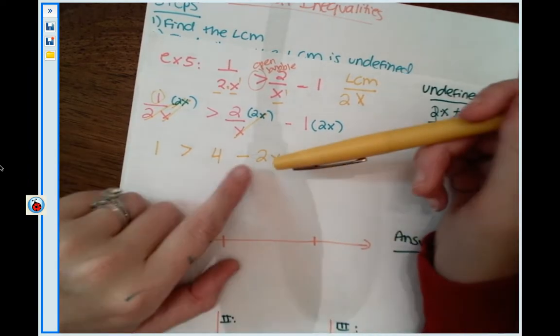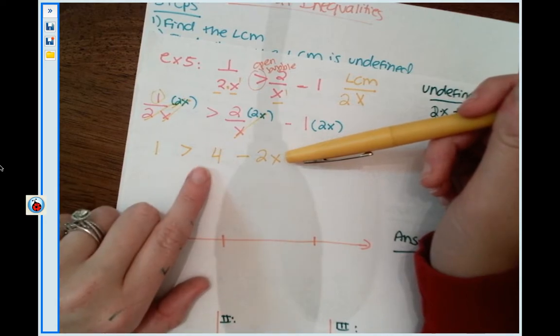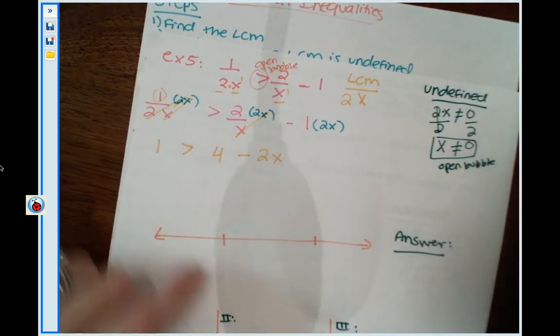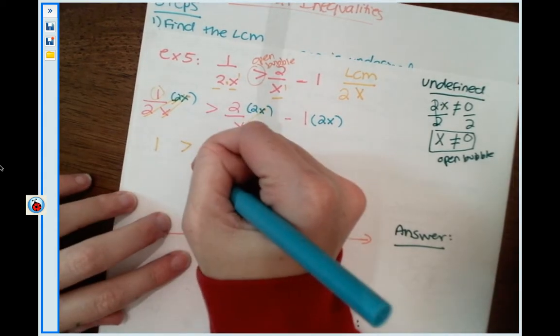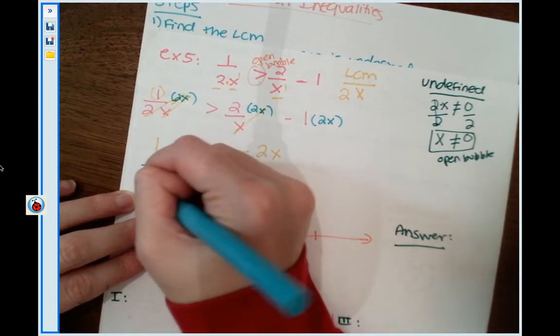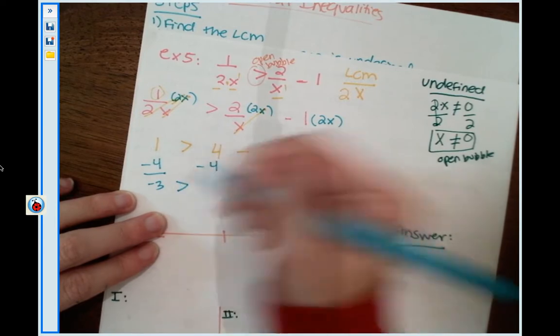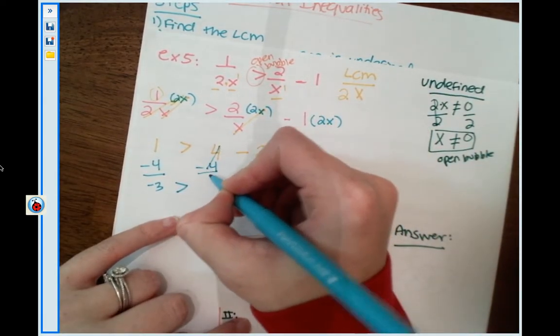Alright guys, let's solve this thing for x. So I need to get my 2x by itself. Okay, so I'm going to move this 4 to the other side. The way I move positive 4 to the other side is by subtracting it, which 1 minus 4 will turn to negative 3. So I'll have negative 3 is greater than, 4 minus 4 cancels out and turns to 0.